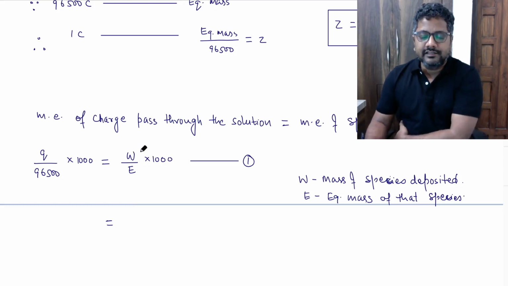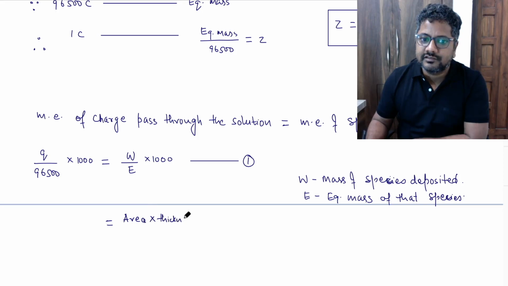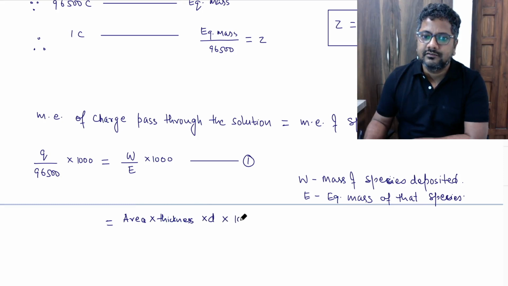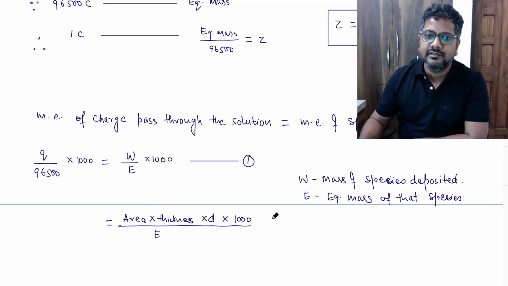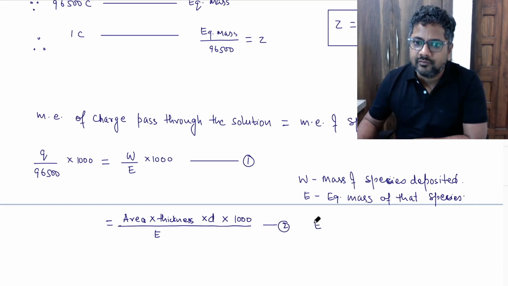Now you can convert this. You can write W as area into thickness, that is volume, into density, into 1000 by equivalent mass. See, this is equation 2. This equation you can use for electroplating.